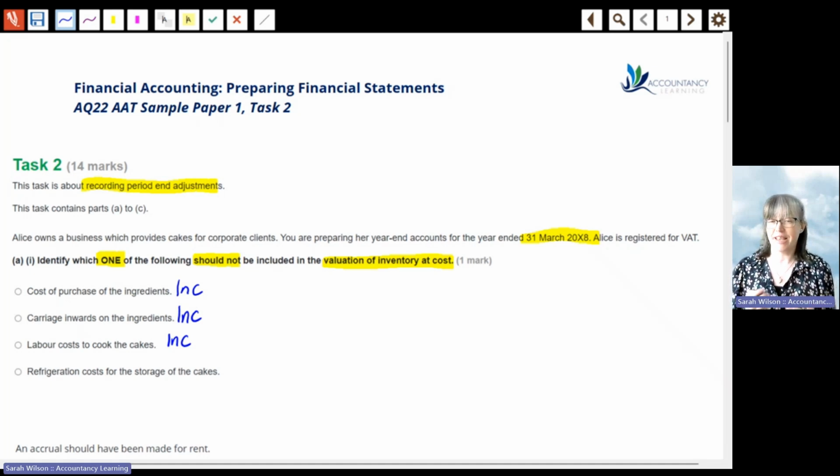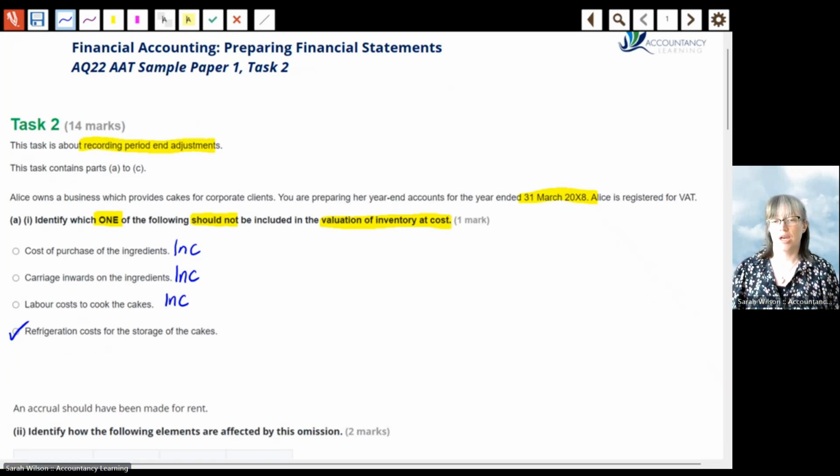And then finally there, you can see by process of elimination that this is going to be our correct answer. But why? The key term here is refrigeration costs for the storage of the cakes. Now the cakes in themselves are the finished product. So anything related to the finished product shouldn't be included in the valuation of inventory at its cost. Only those things that go into making the product should be included. So the costs for that refrigeration for storage cannot be included.